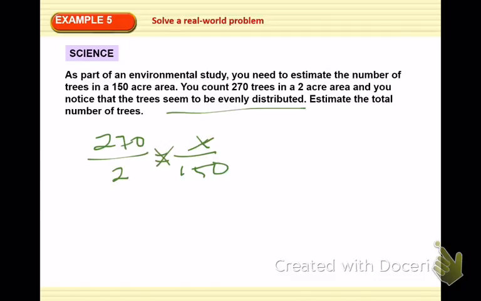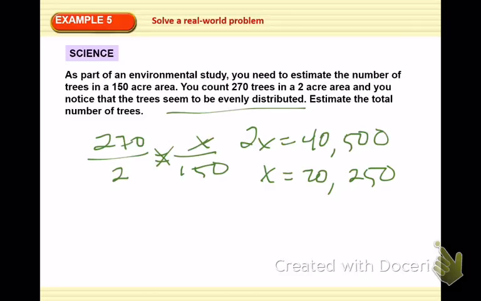Now when we cross multiply, we get 2x equals, quick calculation here, 40,500 divided by 2, and we get 20,250. And so we can assume that there are 20,250 trees in the 150 acre area, and we can use that information for whatever we need to.